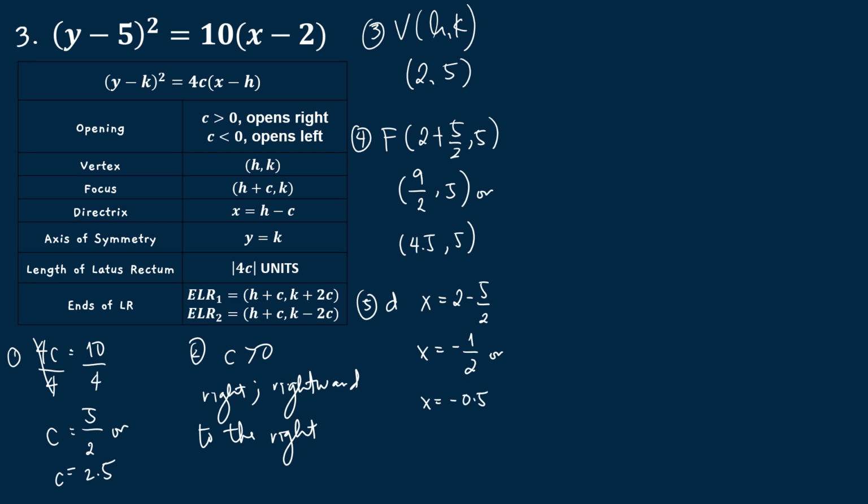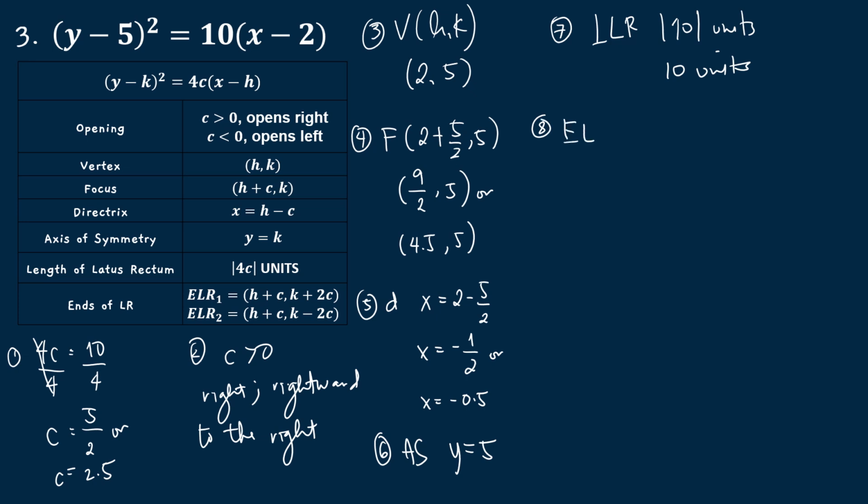Okay, it's the same. Then for number 6, it would be your axis of symmetry. So axis of symmetry is y is equal to 5, because it is y is equal to k. Then number 7 would be the length of the latus rectum, the absolute value of 10 units. So that would be 10 units. Absolute value of 4c. Then number 8 would be the ELR1.